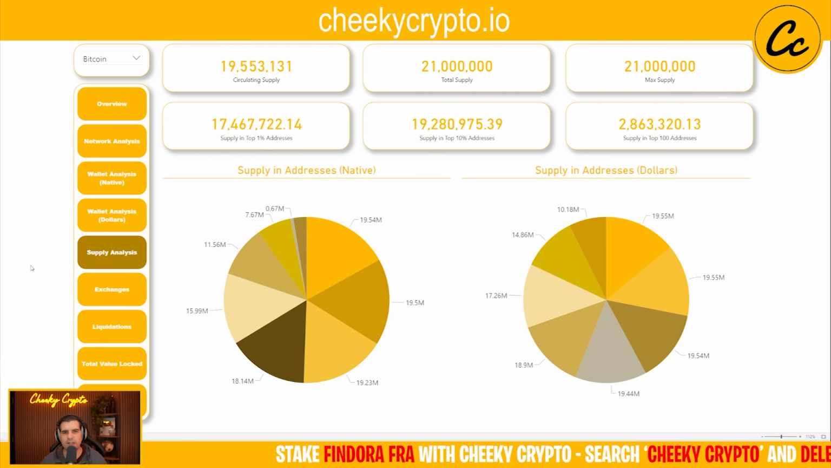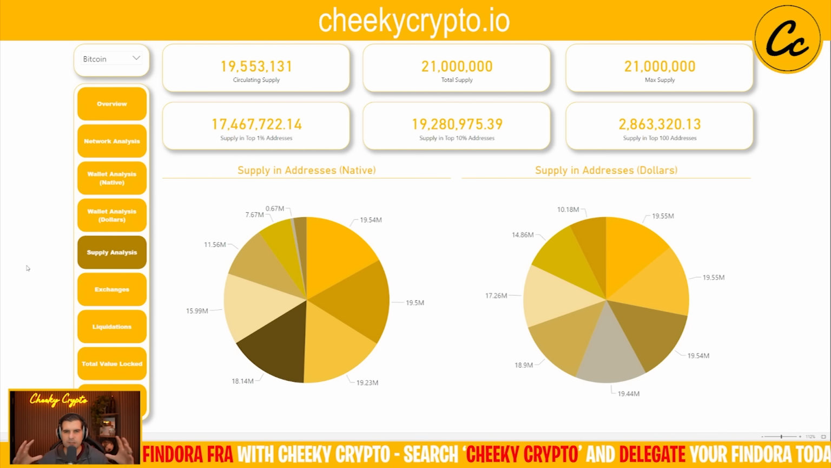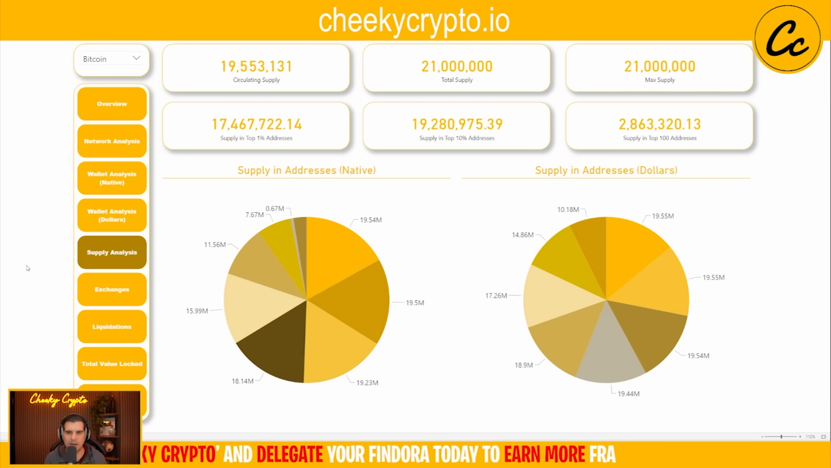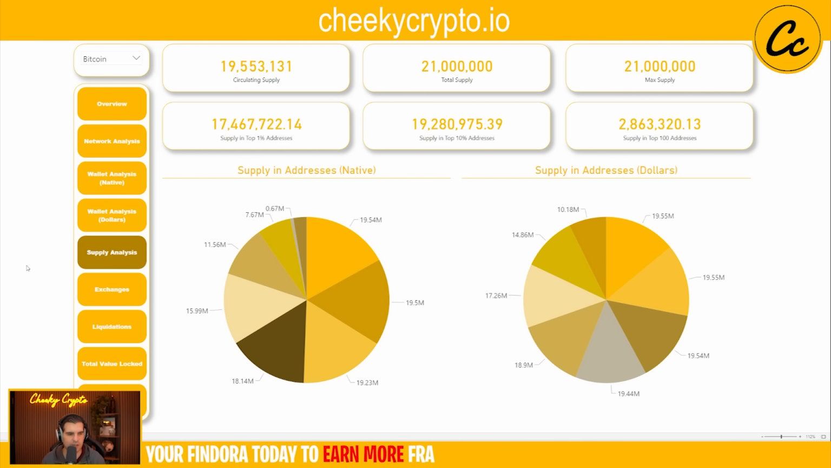We can take a look and break down the supply into wallets. We can see how much Bitcoin sits within certain amounts of wallets. This is also very, very interesting. So in here, obviously, we have the 19.5 million circulating supply, right?